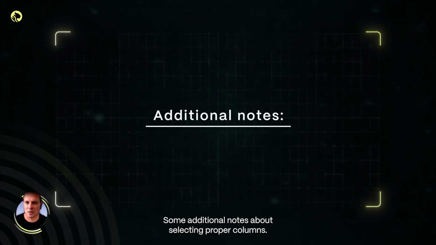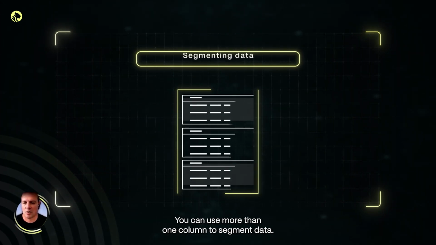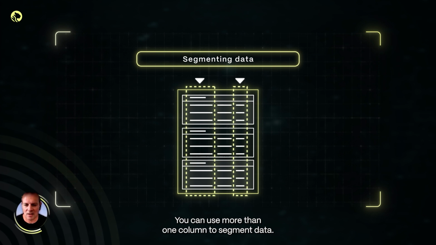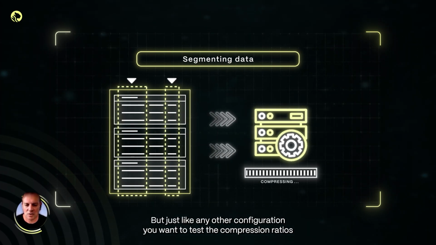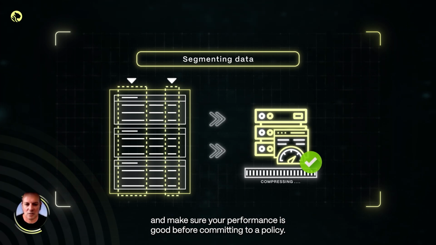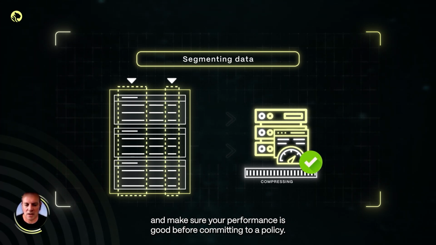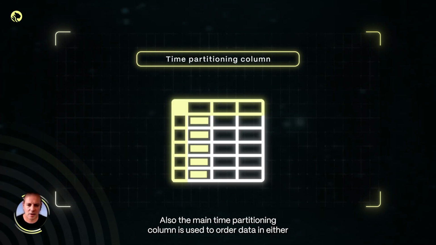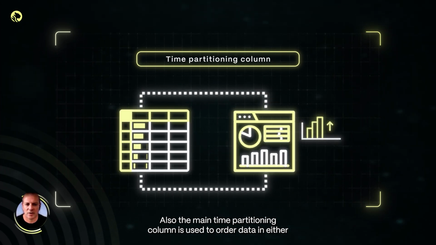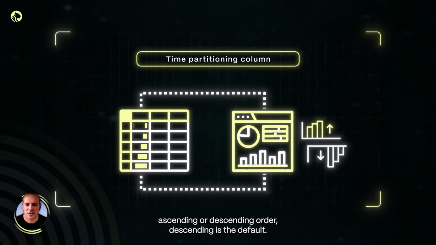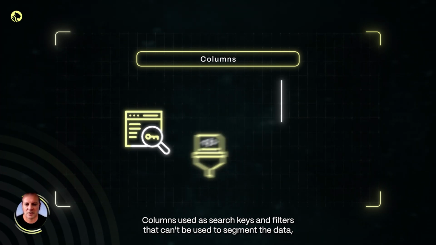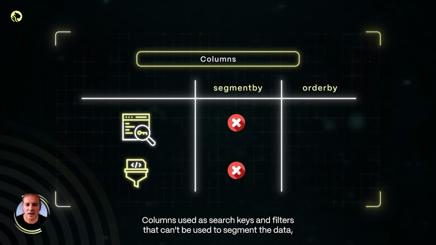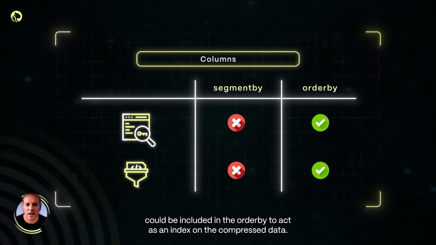Some additional notes about selecting proper columns. You can use more than one column to segment data, but just like any other configuration, you want to test the compression ratios and make sure your performance is good before committing to a policy. Also, the main time partitioning column is used to order data in either ascending or descending order. Descending is the default. Columns used as search keys and filters that can't be used to segment the data could be included in the order by to act as an index on the compressed data.